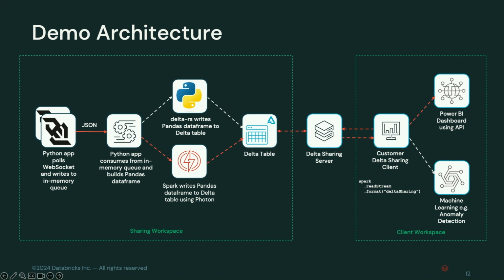And we're using this structured streaming pipeline, spark.readstream.format Delta sharing. And that tells us that we're consuming a Delta sharing stream. And off the back of that, I've got a Power BI dashboard using an API. So let's see if we can jump into the demo.